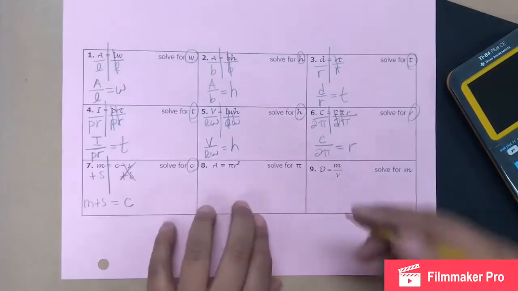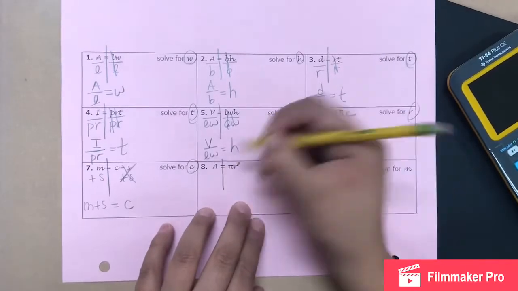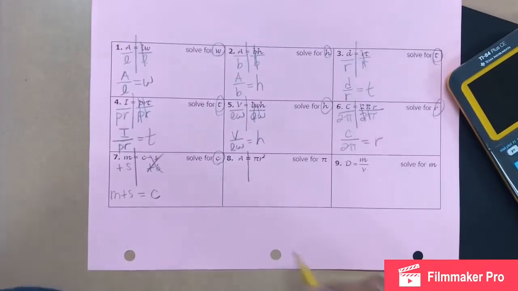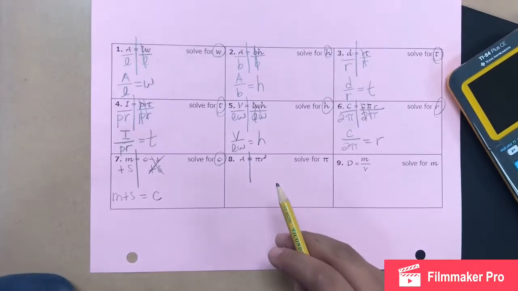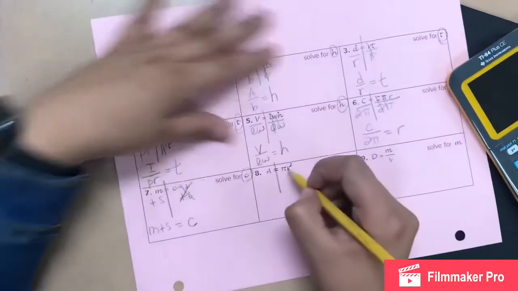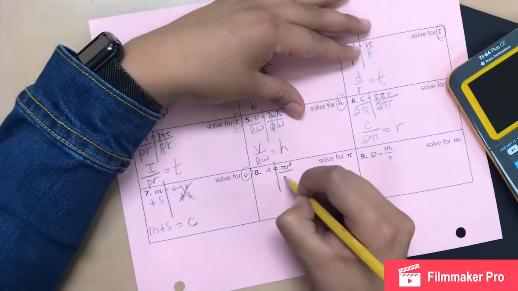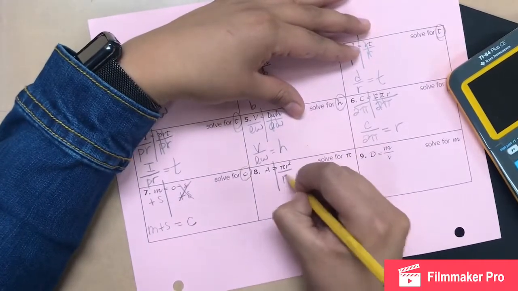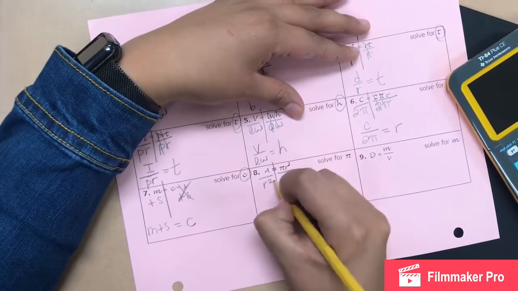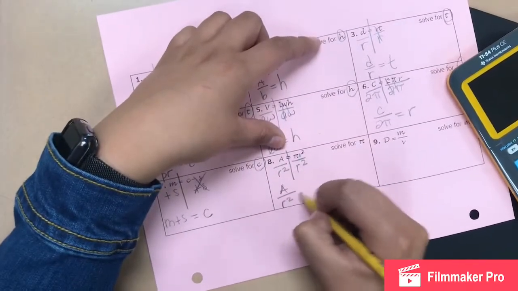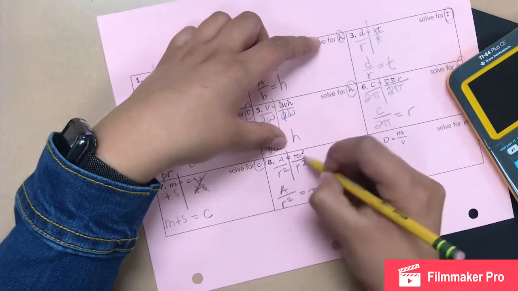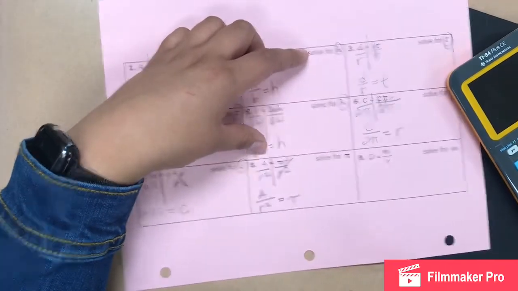Okay, number 8. They want me to solve for pi. That means right now pi is being multiplied by r squared. Well, the inverse of multiplication is division, so I'm going to divide by what I want to get rid of. So I'm going to divide by r squared, and that's it. So A divided by r squared equals pi because the r squareds cancel.